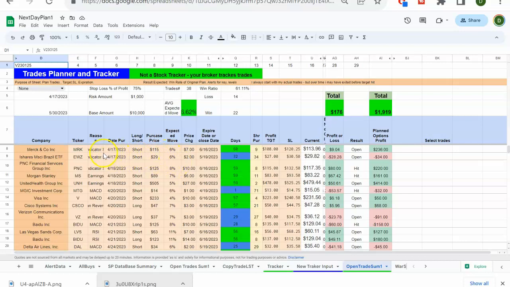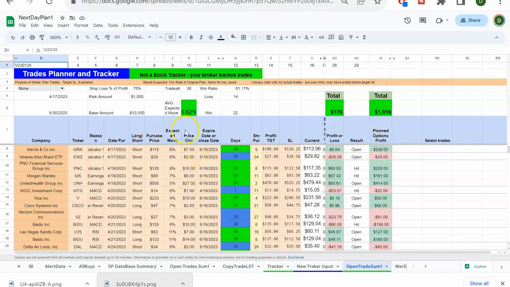So in the case of Merck, I said it's going to move 6% by June 16th. It certainly did. Based on my option strategy, I should have achieved $236, maybe south of that, maybe north of that. If I had bought the stock and made that move, $1,000 worth of stock, which would have been 9 shares, I would have made $9. Investing that same amount of money or less, I made $236. That's why I use options.